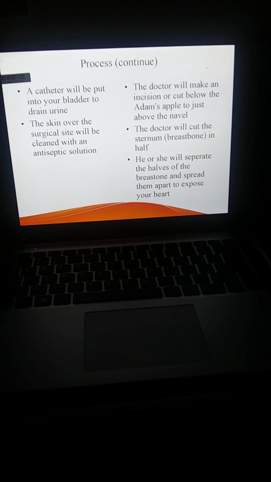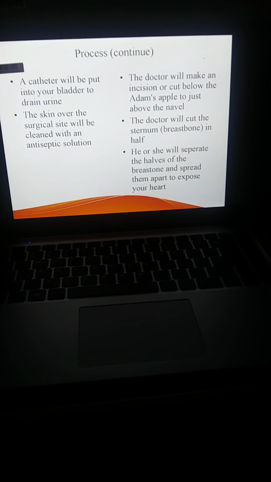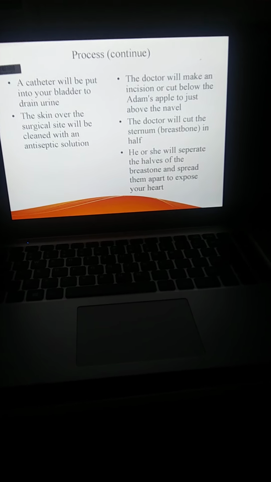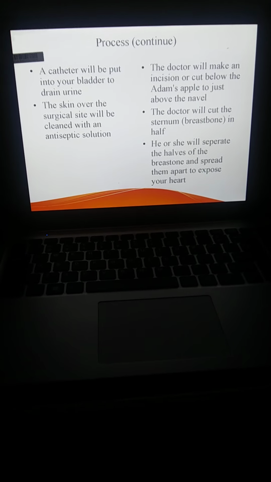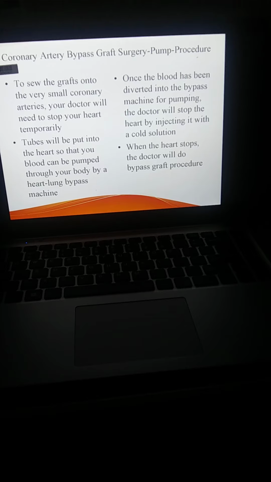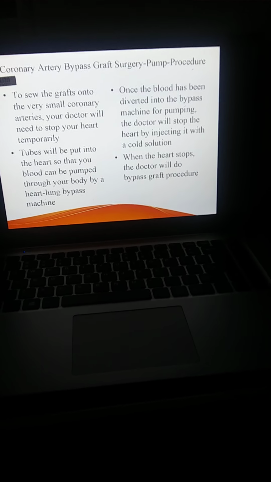The doctor will make an incision below the Adam's apple to just above the navel. The doctor will cut the sternum or breastbone in half. He or she will separate the halves of the breastbone and spread them apart to expose your heart. Coronary artery bypass graft surgery, the pump procedure.